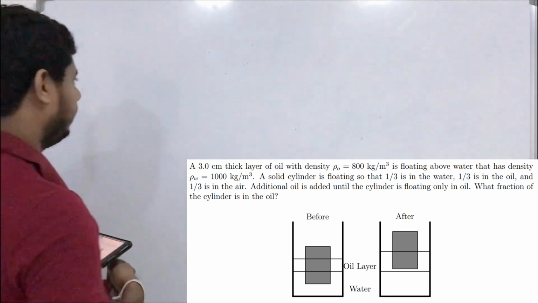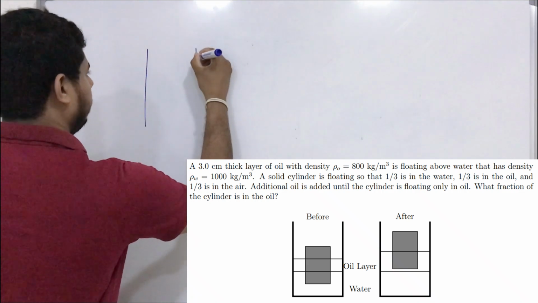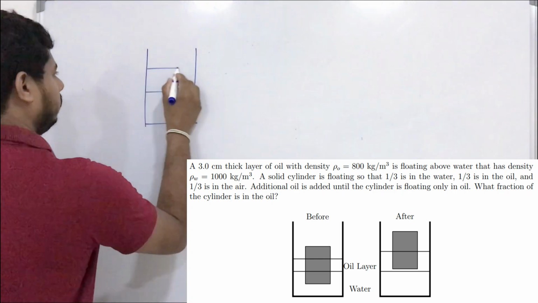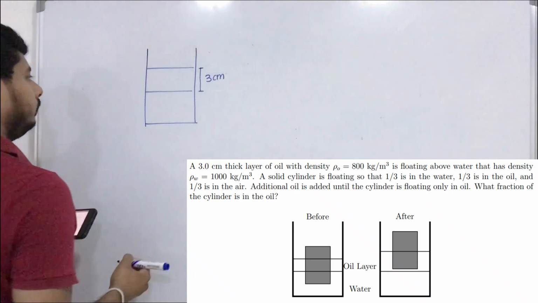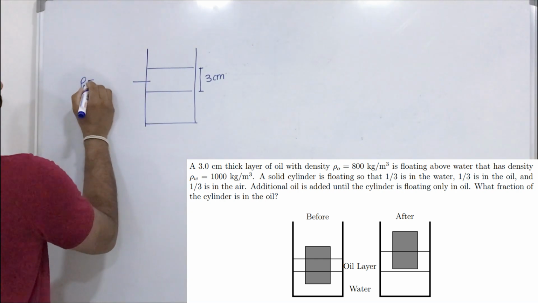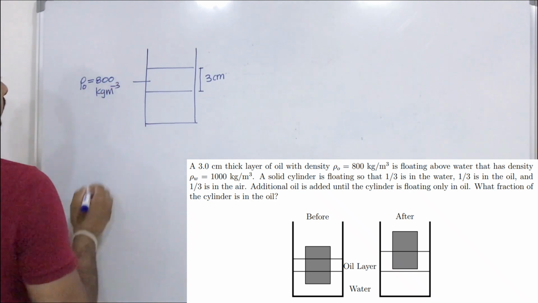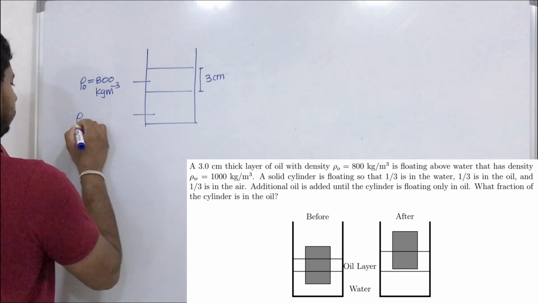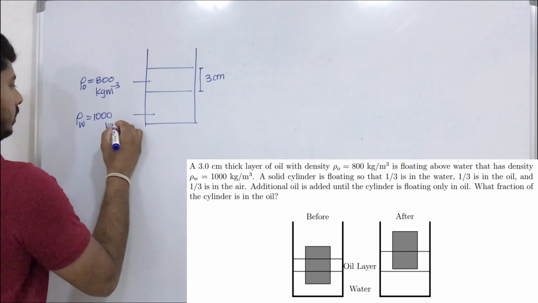So there's a diagram, so I will draw the diagram. We have a beaker. The beaker contains a layer of oil. The layer of oil thickness is given as 3 centimeters. And the density of oil is given as 800. We will say this is rho naught, that will be 800 kilograms per cubic meter. And this is water, labeled as rho w, and the density of water is given as 1000 kg m^-3.